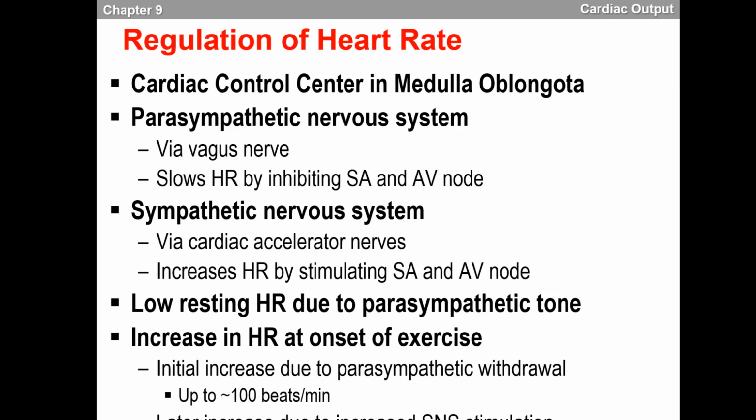Okay, regulation of heart rate, right? So the heart rate is stimulated by two main nerves. We have the vagus nerve and the cardiac accelerator nerves, right? So up to about 100 beats per minute is where the vagus nerve is causing a decrease in heart rate, right? So this maintains you at rest. Anything above that is caused by the cardiac accelerator nerves.